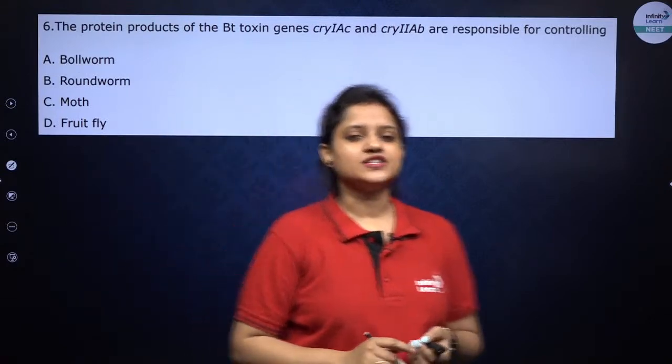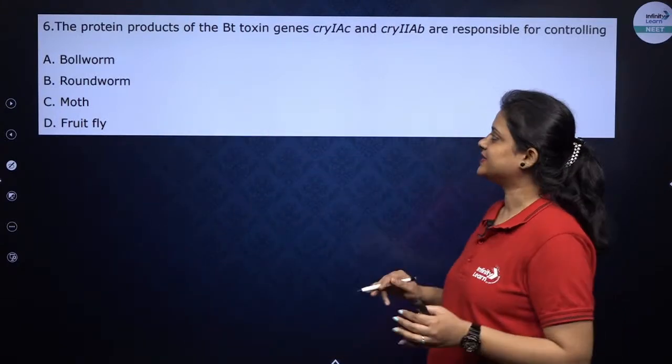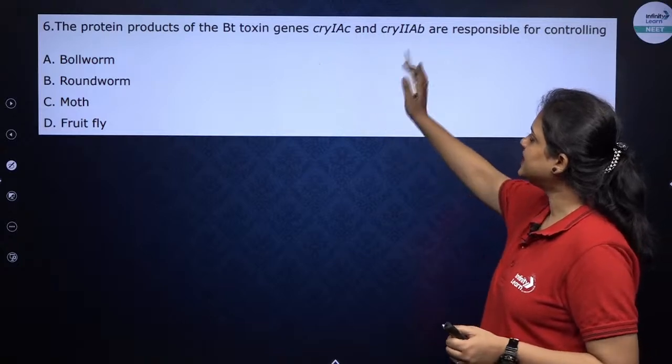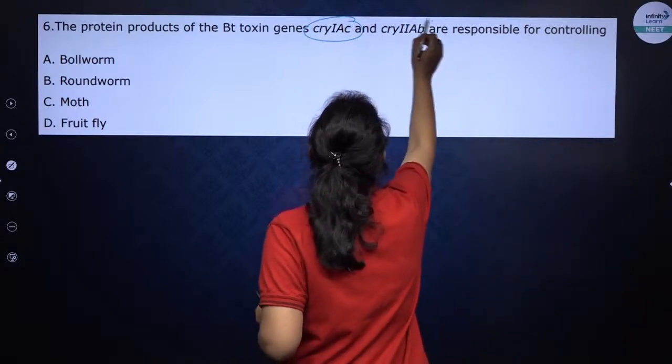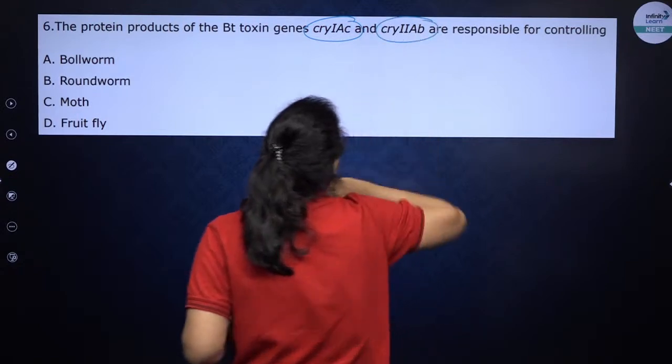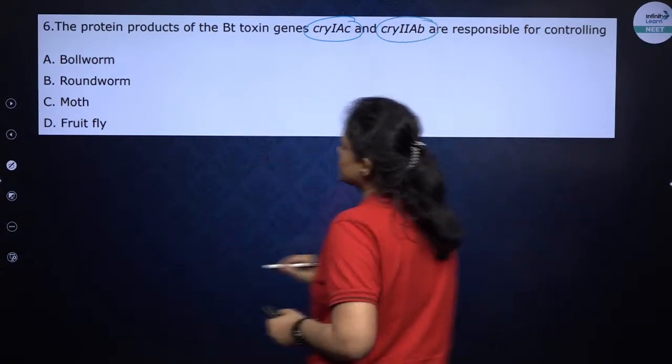Now next question, question number 6 on your screen. The protein product of Bt toxin gene, very important, Cry1Ac and Cry2Ab are responsible for controlling.